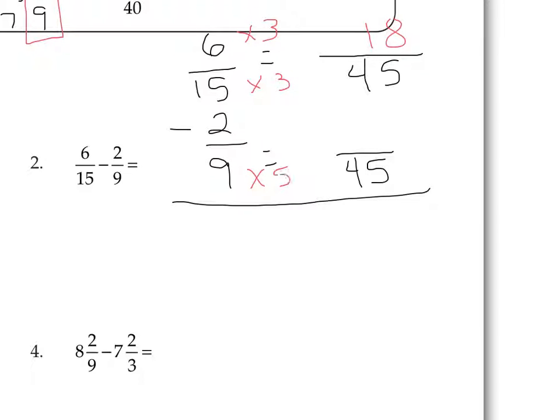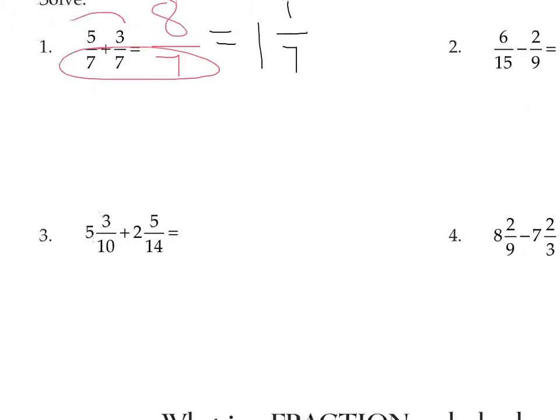9 times 5 gives me 45. So 2 times 5 will give me 10. When I subtract, the denominator will be the same. I can subtract the numerators to give me 8 over 45. And 8 and 45 don't have any common factors. So we don't have to worry about reducing them. They're already reduced.